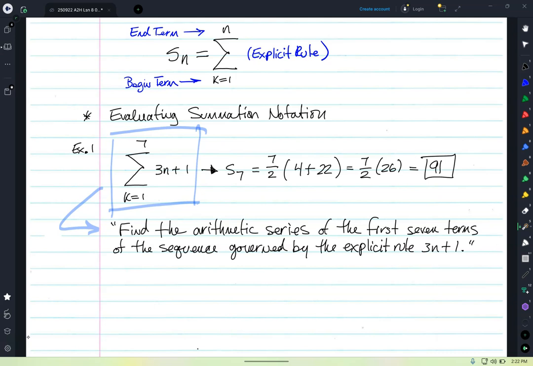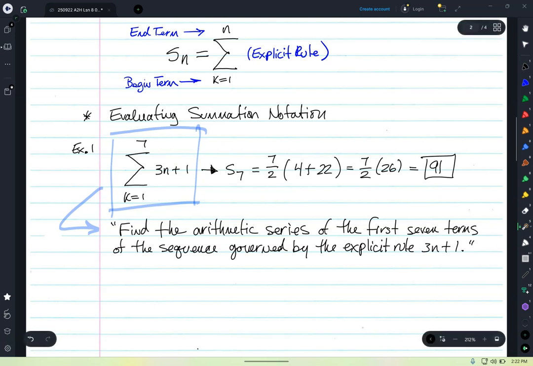Find the arithmetic series sum of the sequence numbers. What? It's the sum of the sequence values. That's the arithmetic series. So find the sum of the sequence values. The first 7 terms of the sequence governed by the explicit rule 3n plus 1.